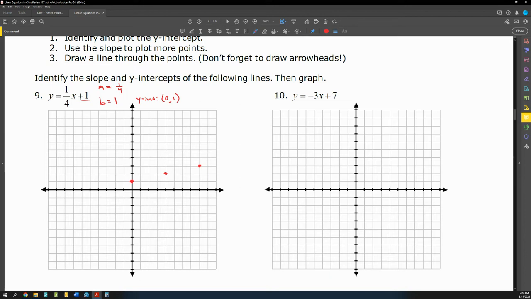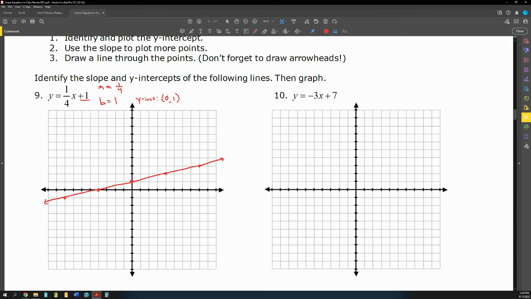We could also go in the other direction and go left 4 and down 1, and continue plotting along the same line. And last, step 3 is draw a line through the points, and don't forget to draw your arrowheads. Let's see how straight I can draw this. If you have a straight edge like a ruler or a calculator case, anything that you can use to draw a straight edge on your paper, or if you're using Kami, you can use the straight line tool to draw your line. Don't forget those arrowheads. This line extends infinitely in both directions.